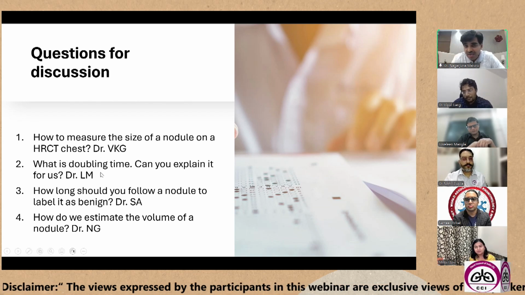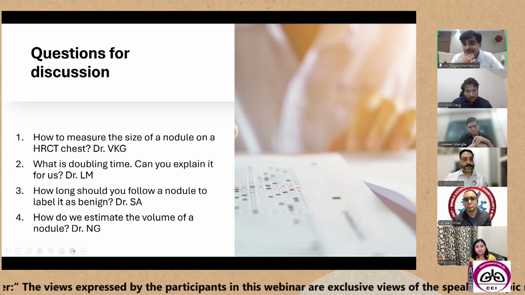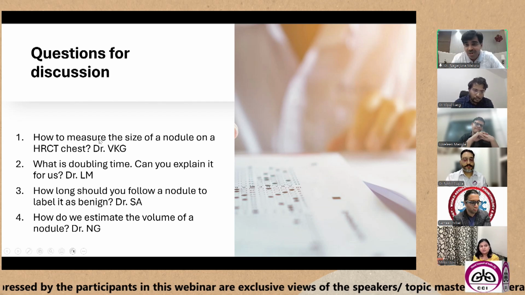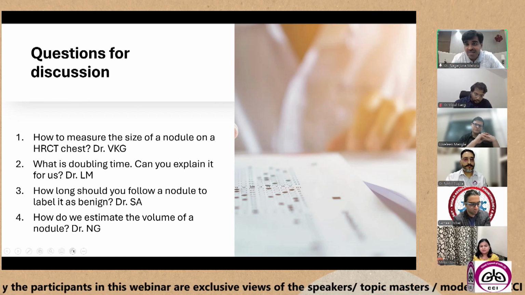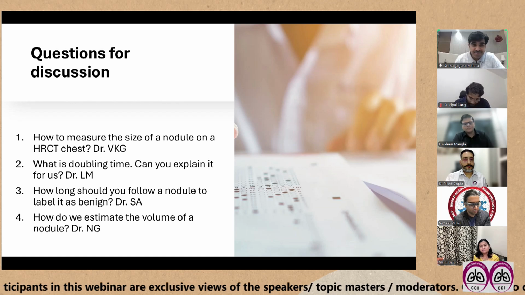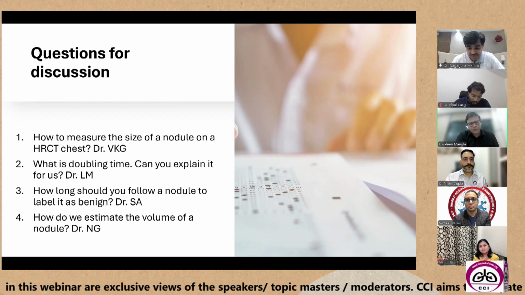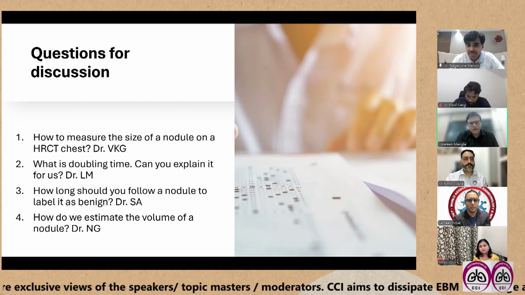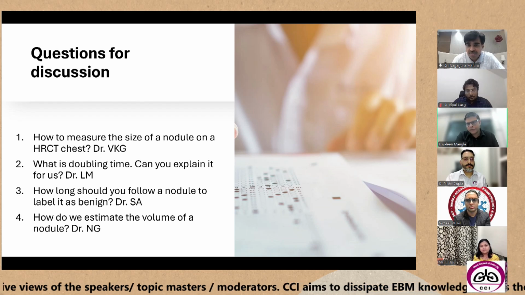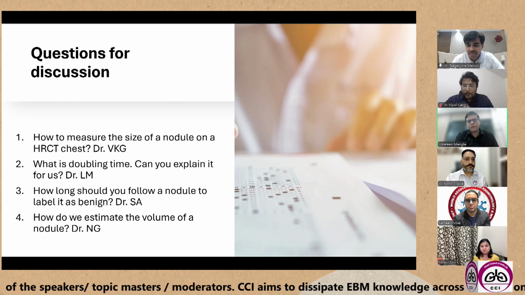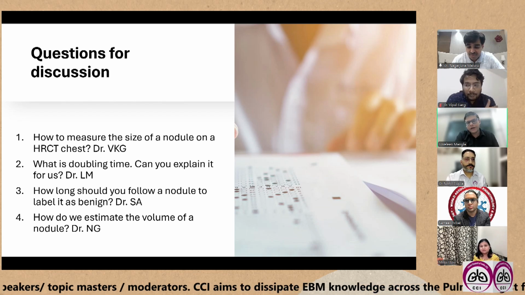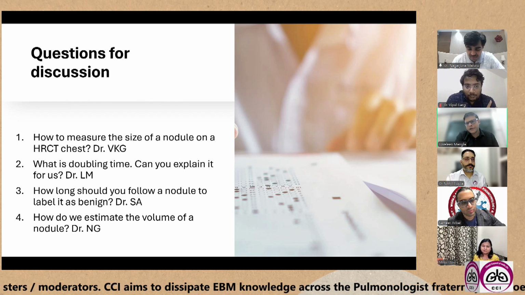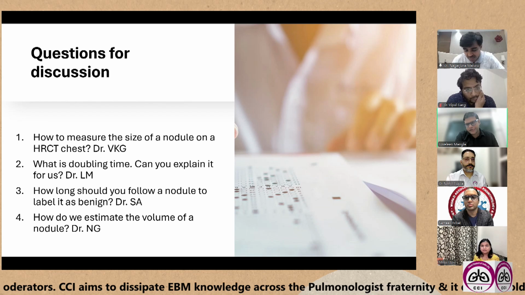And Dr. Samir was talking about the growth of a nodule in the last case. So Dr. Loveleen bhai, what is the concept of doubling time, and can you explain it for the audience? Why is it important? Doubling time is the time required for a nodule to double its size. So basically, it reflects the growth rate and the malignant potential of that nodule. Ideally we take 20 days to 400 days. If the doubling time is between 20 days and 400 days, we call it a high malignant potential.